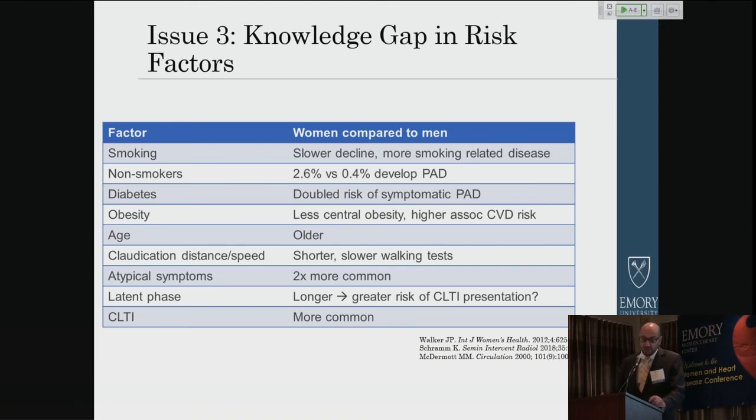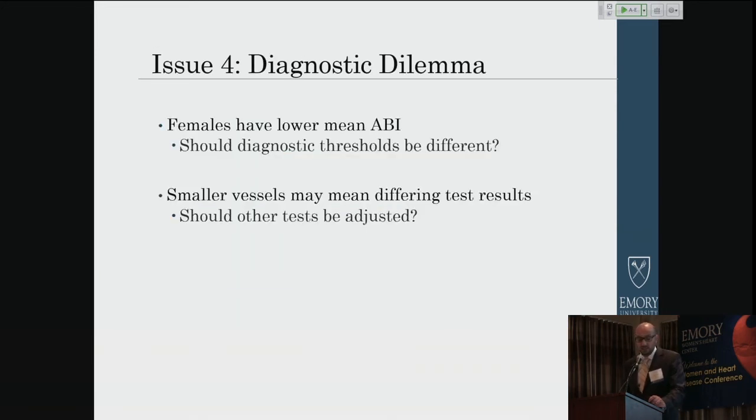Also, the latent phase is more common in women. Women do present in a later chronic limb-threatening ischemia phase, without passing through the stages of claudication. The other thing is that there's a bit of a diagnostic dilemma that I have not figured out yet, which is that women in general have lower mean ankle brachial indices. And you wonder if the diagnostic threshold should be adjusted accordingly, or if we should just keep the existing definitions.